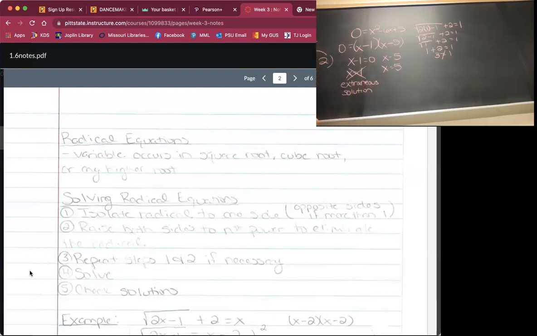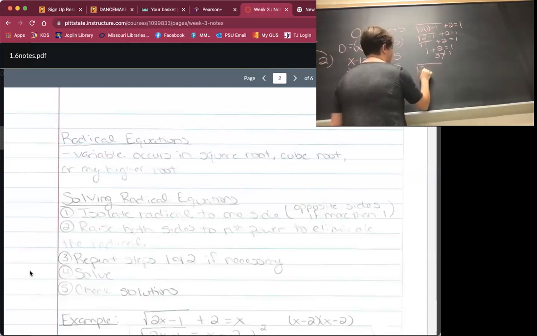It's one that you get when you mathematically can solve it and you get that solution, but then you plug it back into the original equation and it doesn't hold true. So it's an extraneous solution. This is why you have to check.